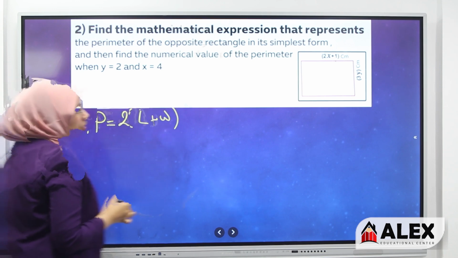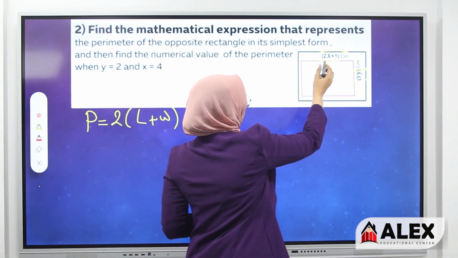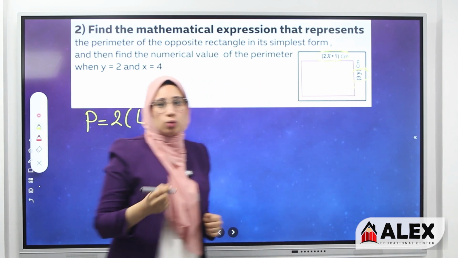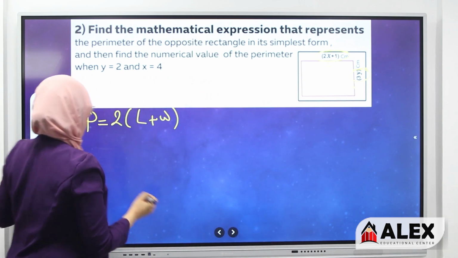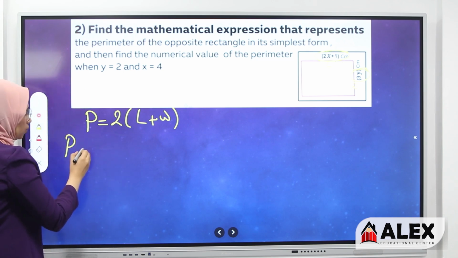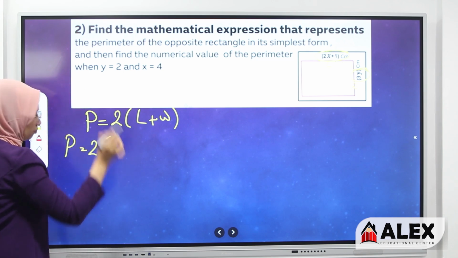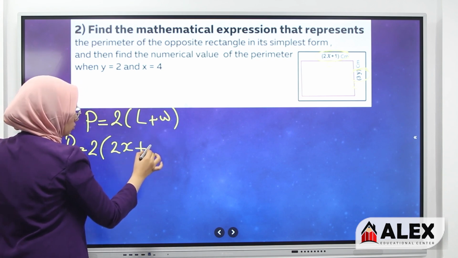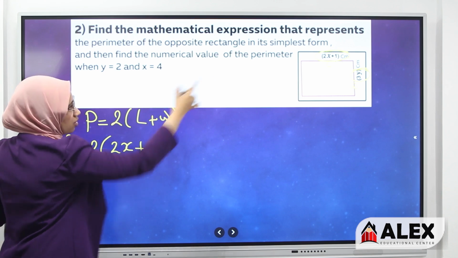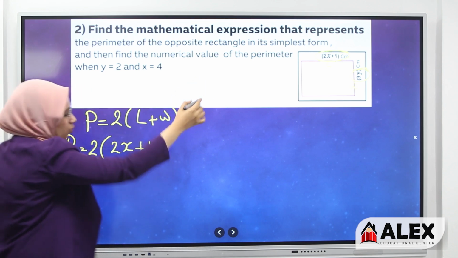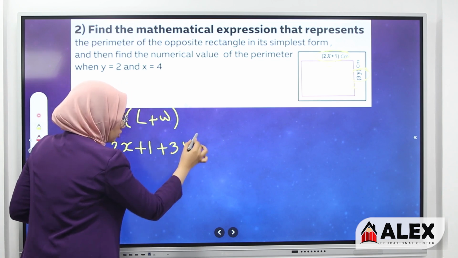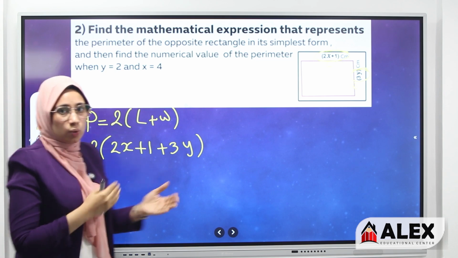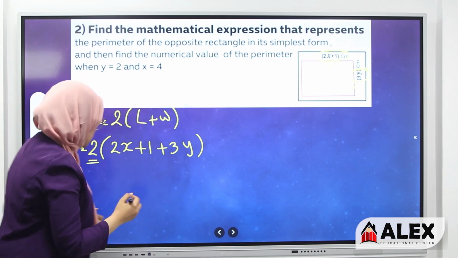Here, length equals x plus 1 centimeter and width equals 3y centimeter. Then the perimeter equals 2 times the big bracket, 2x plus 1, this is the length, plus the width. The width equals 3y. Here we have 2 and just the bracket.